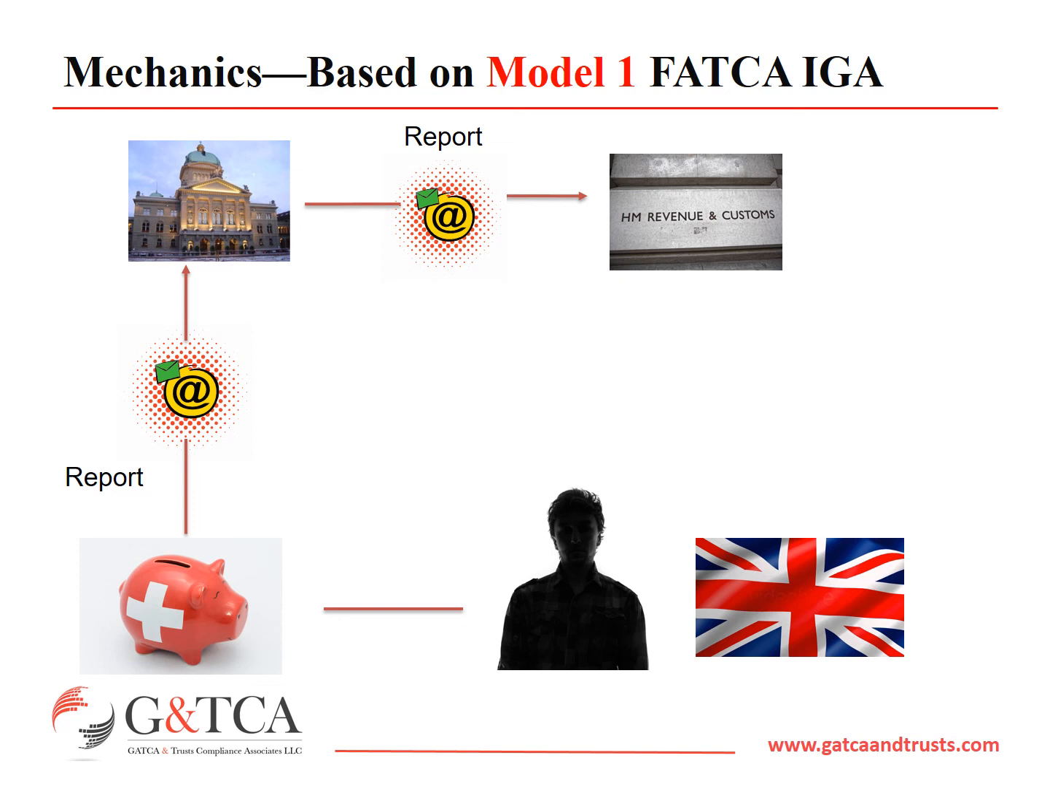CRS works very much like the Model 1 FATCA IGAs. If a resident of a CRS country has an account at an FFI in another country, that FFI will report that taxpayer to its home country government. The home country government then sends the information to the taxpayer's home country government. All of this assumes, of course, that the country where the FFI is located has a CRS agreement with the country where the taxpayer is resident.